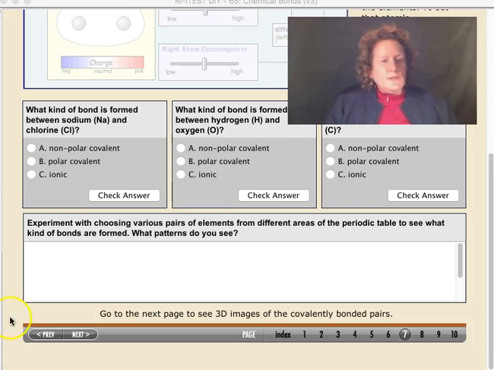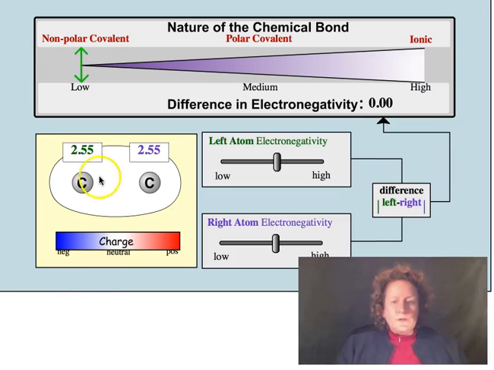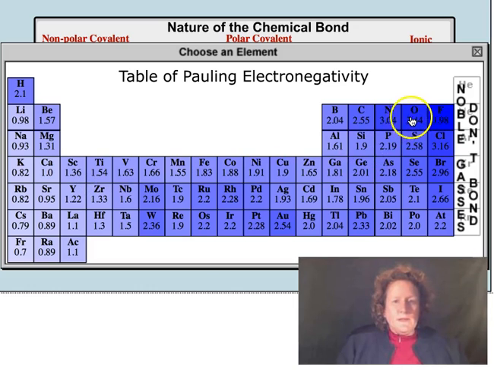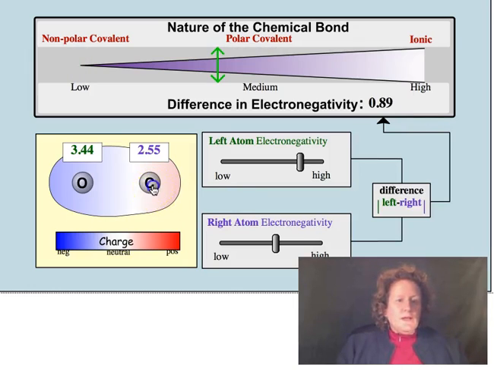So the last question in this section asks, experiment with choosing various pairs of elements from different sides of the periodic table to see what kinds of bonds are formed. What patterns do you see? So we'll do a little experimentation here. Let's choose another equal bond where we choose exactly the same atoms. A lot of times you'll see oxygen and oxygen bonded. And again, when there's no difference, you see a nice non-polar covalent bond.